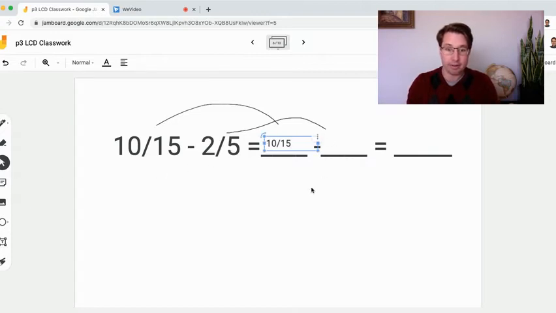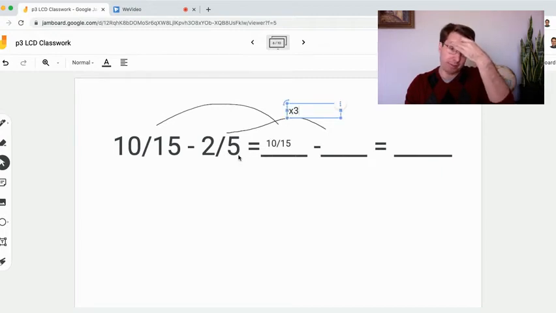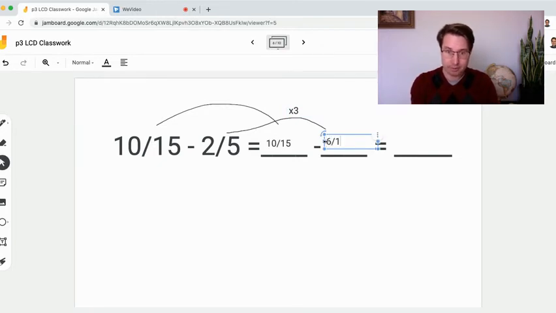And 2/5, as we're converting it to 15ths, we have to multiply it by 3. So we're going to write times 3. It's not the whole thing times 3. It's the denominator times 3 and the numerator times 3. So 5 times 3 is 15. 2 times 3 is 6. 6/15. You see here, 2/5 and 6/15 are equal fractions. They are actually the same value. That's because we have to multiply the denominator by 3 to get to 15, which means we also have to change the numerator by 3.